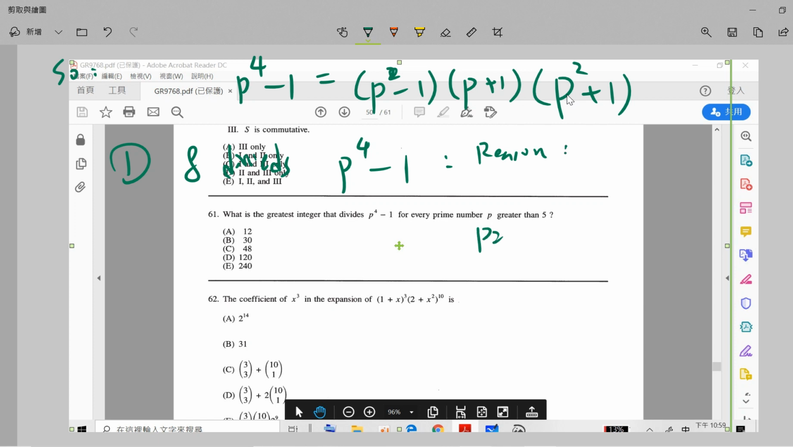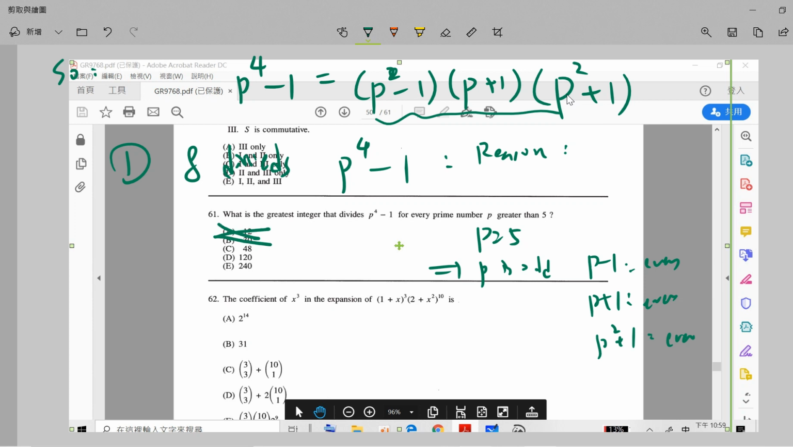since p is larger than 5, p is odd. So p minus 1 is even, p plus 1 is even, and p squared plus 1 is even. So these three factors contain three factors of 2, so the answer must be divisible by 8. So A is not okay, B is not okay, C could be okay, D could be okay, E could be okay.